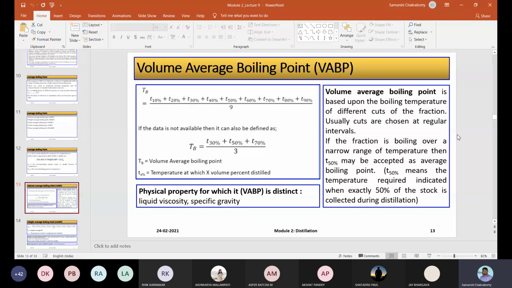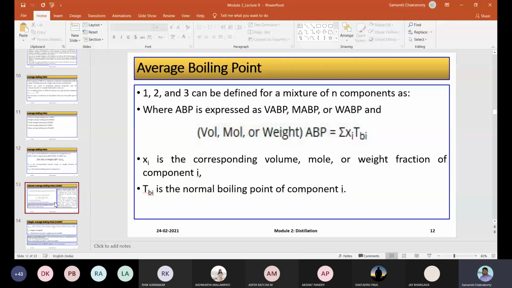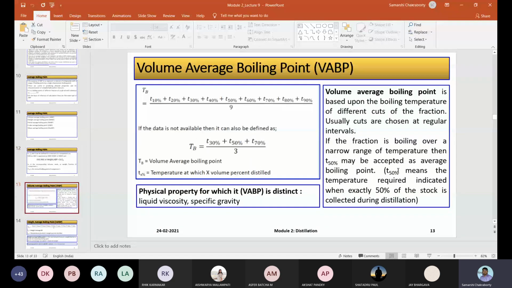20. So if the boiling point range, for example your initial boiling point and final boiling point range, is not that large, then you can directly select your volume average boiling point at 50%. So 50% data would be accepted. If the fraction boils over a narrow temperature range, then T50 may be accepted as the average boiling point. T50 means the temperature required to collect 50% of the stock during distillation. So 50% has been distilled. So that is how you represent this data.